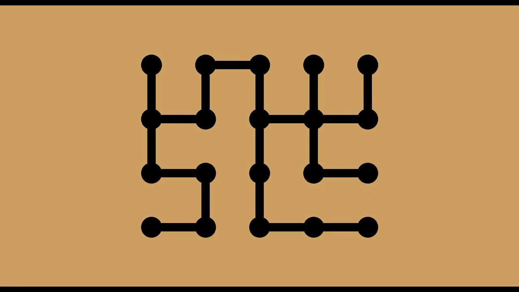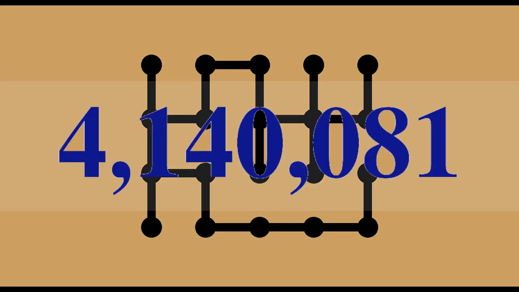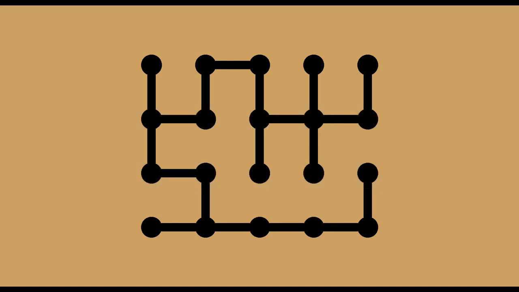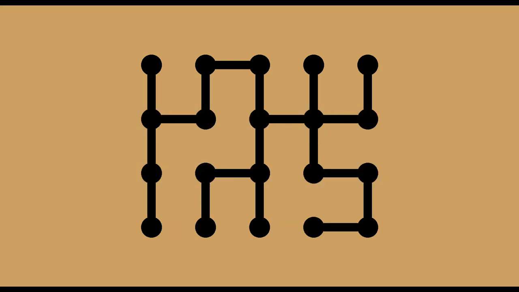Using this formula, I realized that a 4x5 grid of 20 points would yield 4,140,081 spanning trees. This is small enough for a Python program to fully enumerate within 2 weeks. In fact, it completes the count in under an hour.